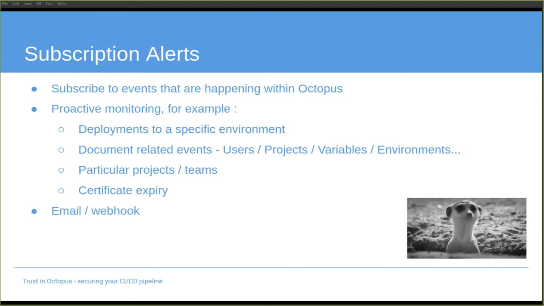It might be that you want to be alerted to deployments to a specific environment, maybe anytime there's a production deployment. It could be that you want to be notified anytime specific documents are updated, maybe a user's added or something like that. Or as Derek mentioned, it could be something surrounding certificate expiry and things like that.